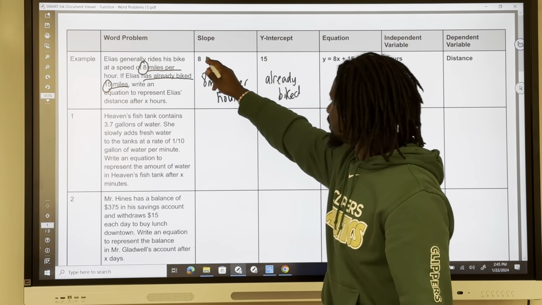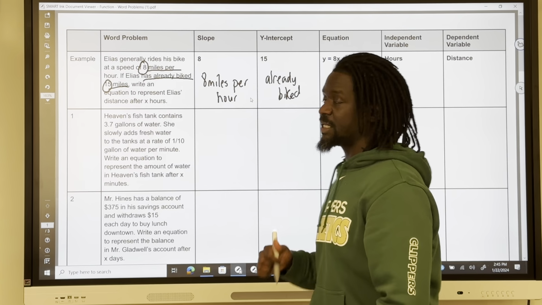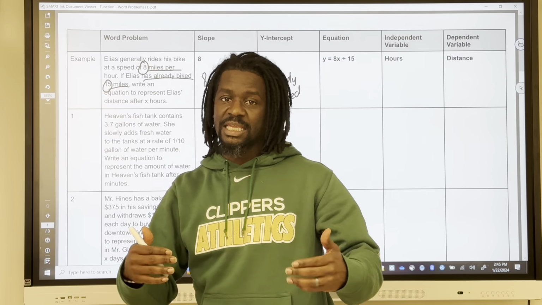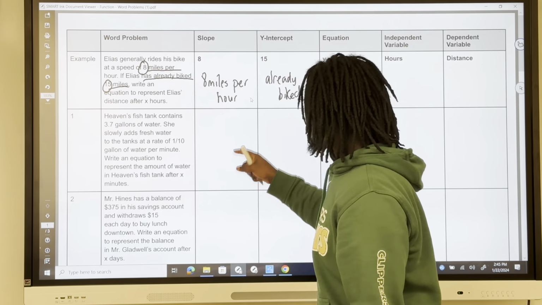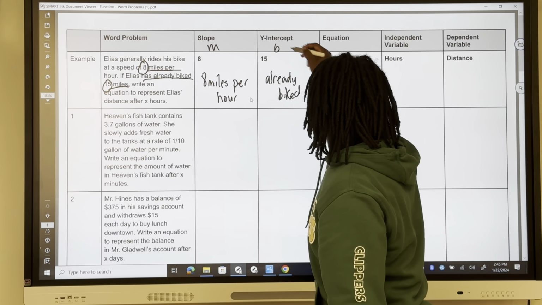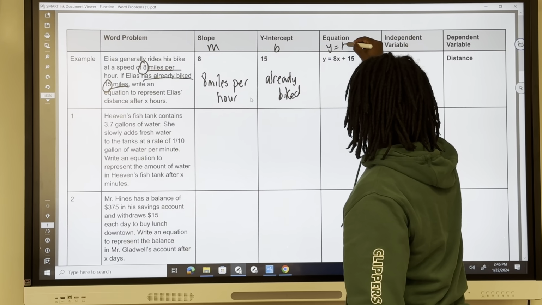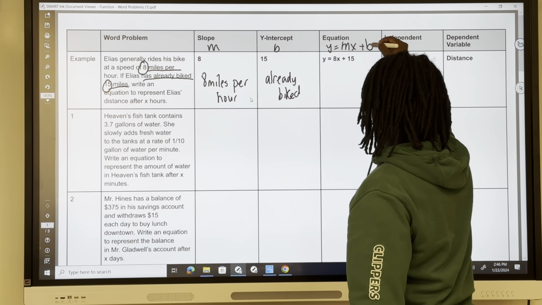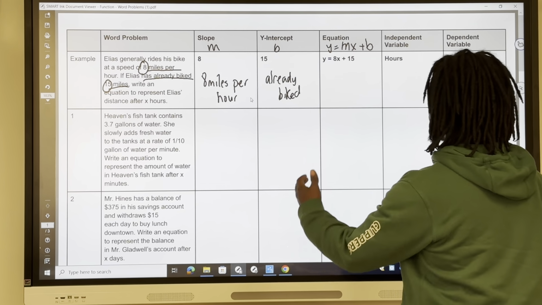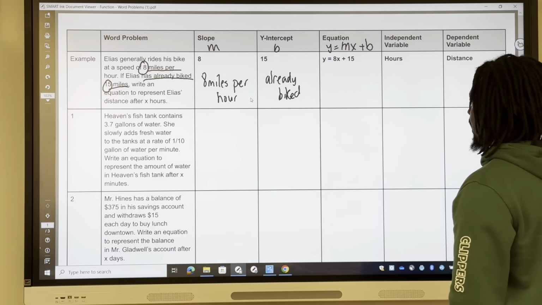And so when we have a slope of 8 and a y-intercept of 15, slope-intercept form is when we write it in y equals mx plus b. We take the slope, which is the m, and the y-intercept, which is the b. Again, the equation is always going to be y equals mx plus b, always written in that format. And so we get y equals 8x plus 15.